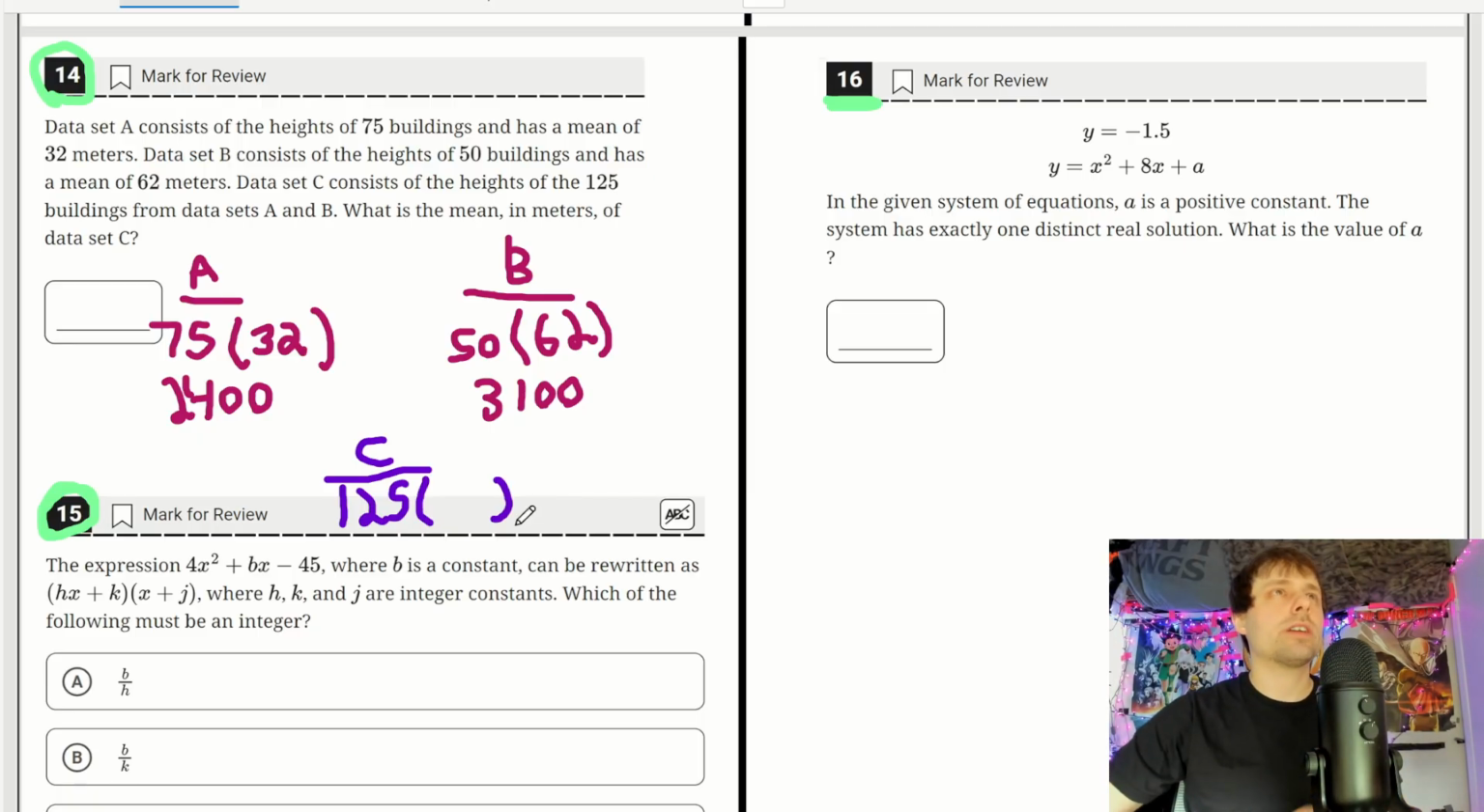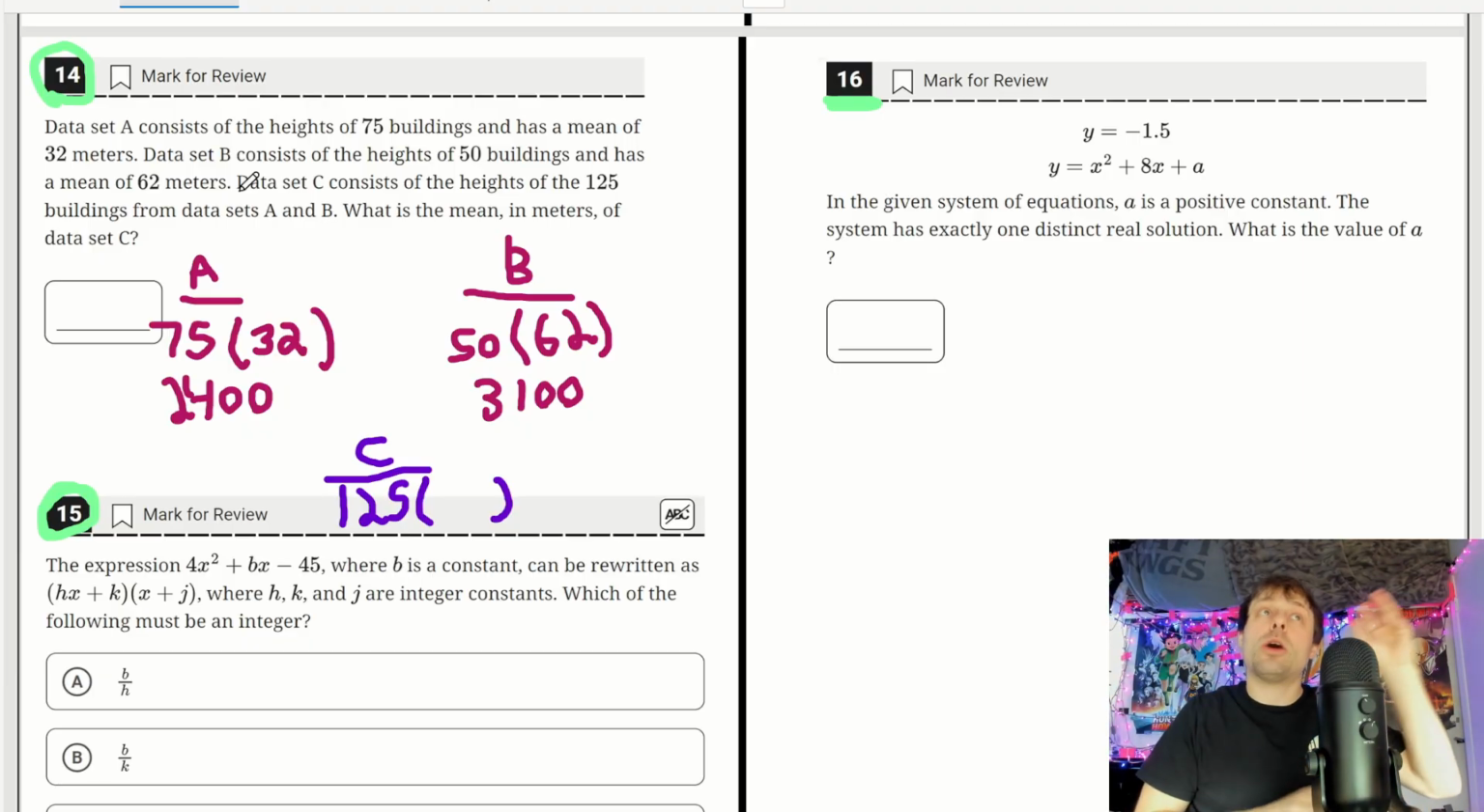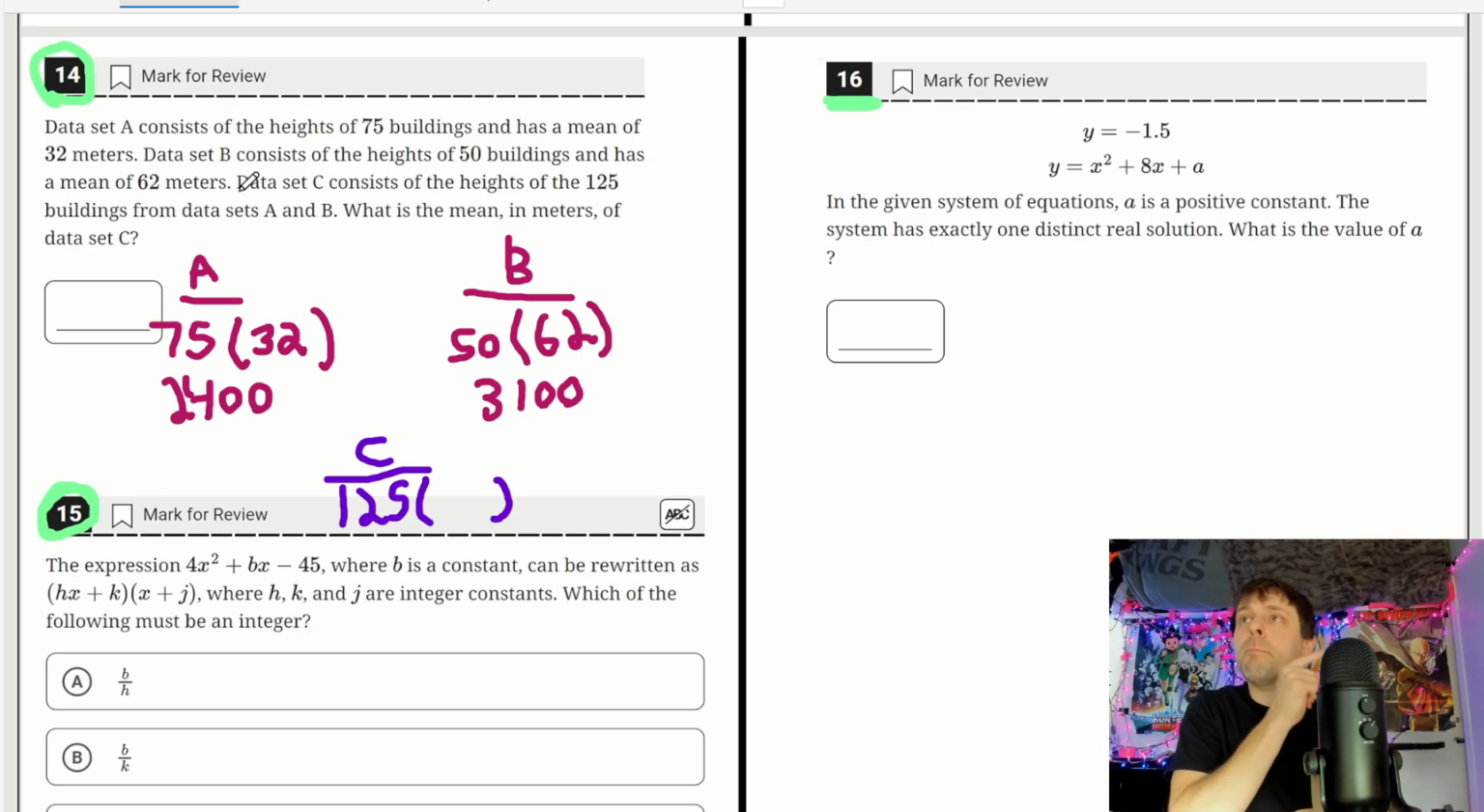So I think the trick here is a lot of people would just take the two means. They'll take 32 plus 62, divide by 2. The reason why that's not how the mean works is because how many of each matters, right? If you have 1,000 buildings that are 32 meters and one building that's 62 meters, then you don't just add those two and divide by 2. Your mean's going to be much, much closer to the 1,000 buildings than to the 1.